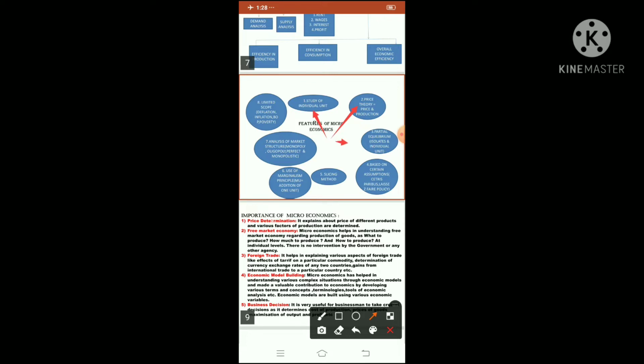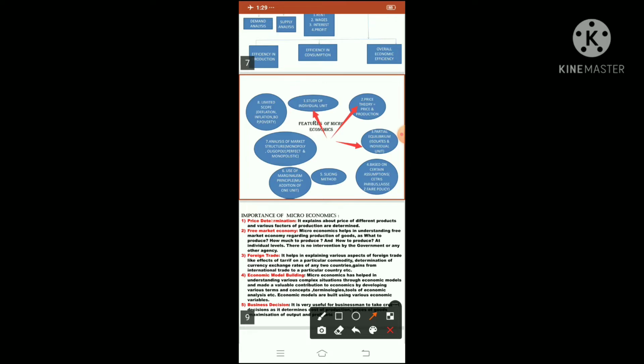Now the third one: microeconomics uses partial equilibrium analysis. What is the meaning of partial equilibrium analysis? It means studying things in a minute way, a small way. So partial equilibrium analysis is studying an individual unit in a small way, and it is also based on the ceteris paribus method. So microeconomics uses partial equilibrium analysis, which means studying things in an individual way.